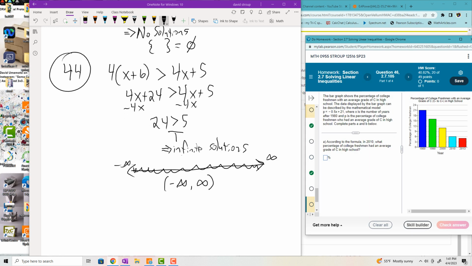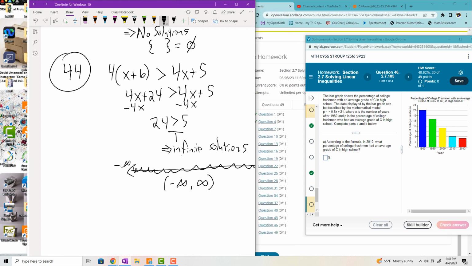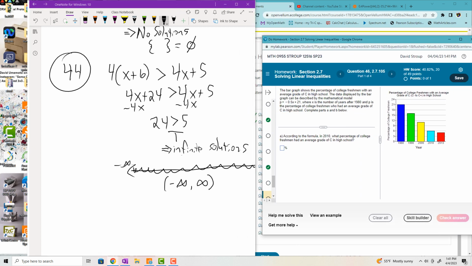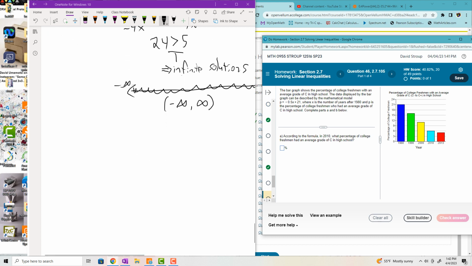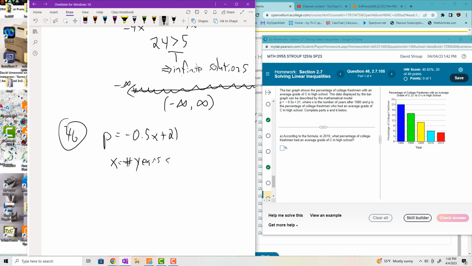Let's see, we probably have some story problems here. The bar graph shown is the percentage of college freshmen with an average grade of C in high school. The data displayed by the bar graph can be described by the mathematical model. So it's problem 46. P equals negative 0.5x plus 21, where x is the number of years after 1980, and P is the percent of college freshmen with an average grade of C.